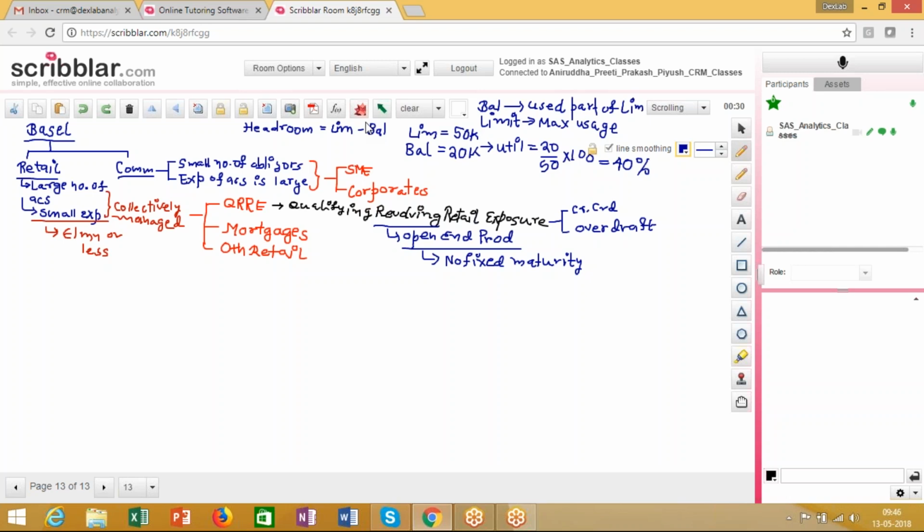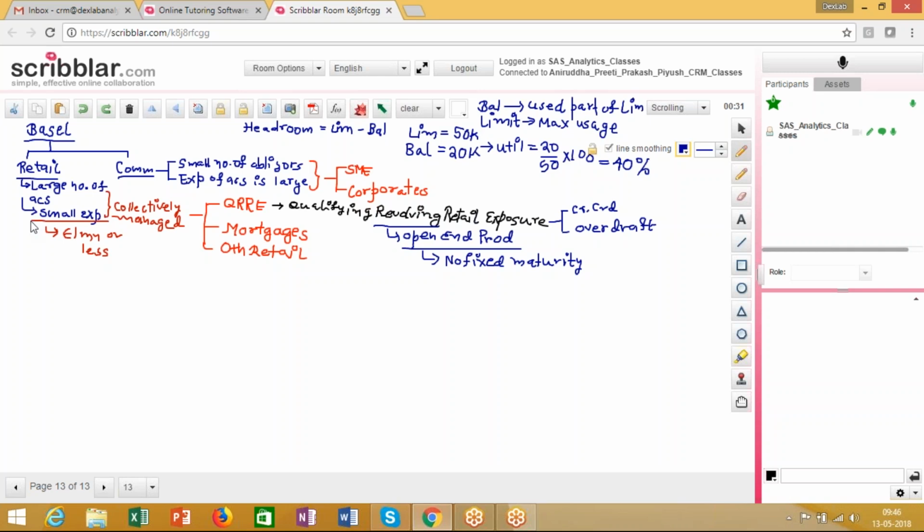So over here, the limit is equal to 50k, the balance used is 20,000, and utilization is 40%. Therefore the headroom is limit minus balance, right? So the headroom is generally your undrawn balance.